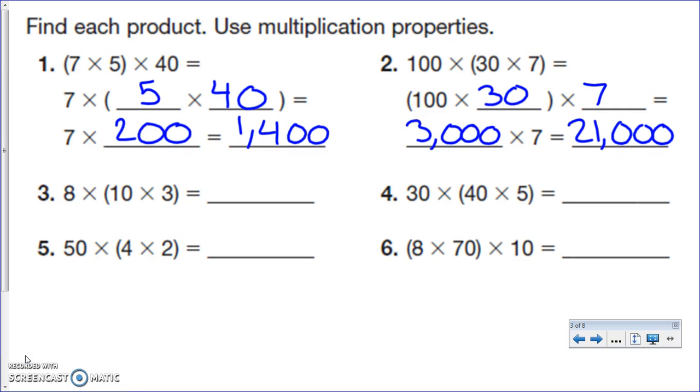For 3, we can use our commutative and our associative properties. So if we want to multiply the 8 and the 3 together first, the first thing we're going to do is shift the order of the 10 and the 3, and then we're going to shift the parentheses up to the front. Now we can do 8 times 3, which is 24, times 10 is 240.